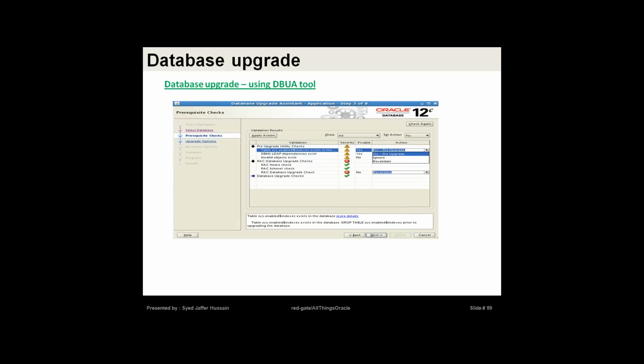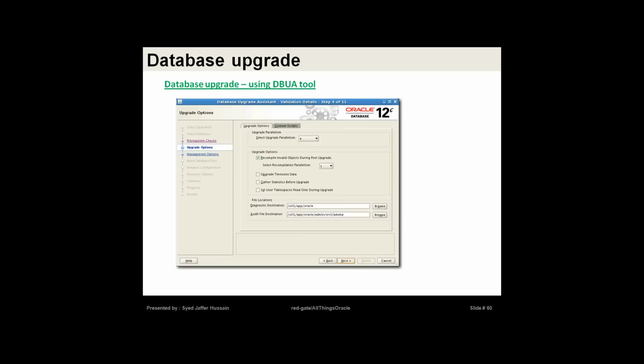This is the screen where Oracle DBUA performs all the prerequisite checks that are required, and you have all the options. For example, you can create pre or post upgrade scripts. If some of the features or some of the failures can be ignored, you can set the action as ignore, or you can revalidate. So all the options you can see here: check again, fix option, apply and rerun, everything. Once you see that everything is good and you are ready to go, then you can say next.